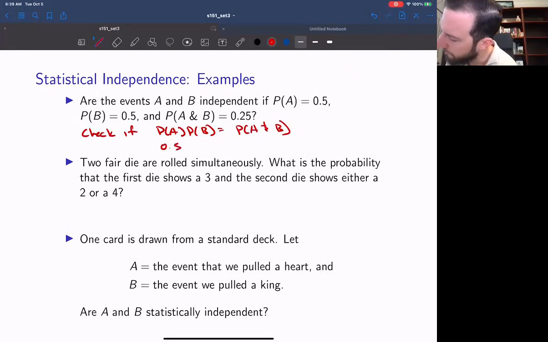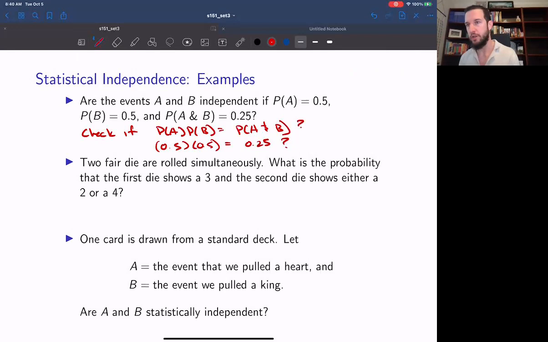So we have 0.5 multiplied by 0.5 is equal to 0.25. We're basically asking a question: is it true that the left side equals the right side here? So this is going to be 0.25 equals 0.25. So that's a yes. These events are independent because the left side of this equation equals the right side of this equation.